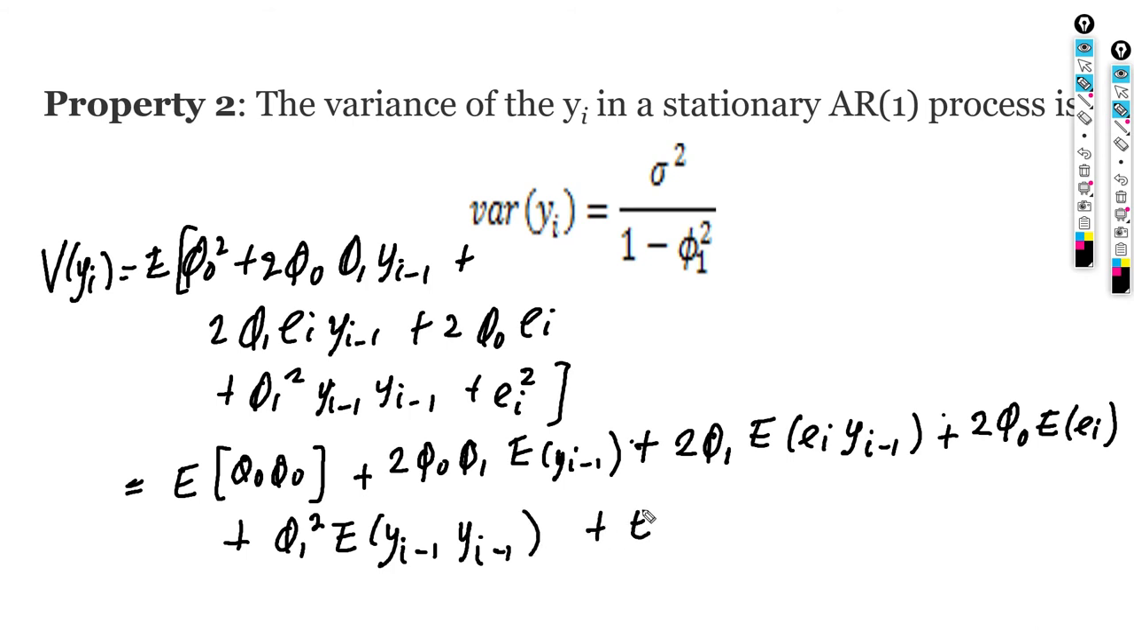Plus the expectation of ε_i squared, ε_i squared means ε_i and ε_i. Okay, now by definition, the expectation of φ0 and φ0 is a variance of, if you have two variables here, the same variable here, the expectation of the two same variables is equal to the variance of φ0.